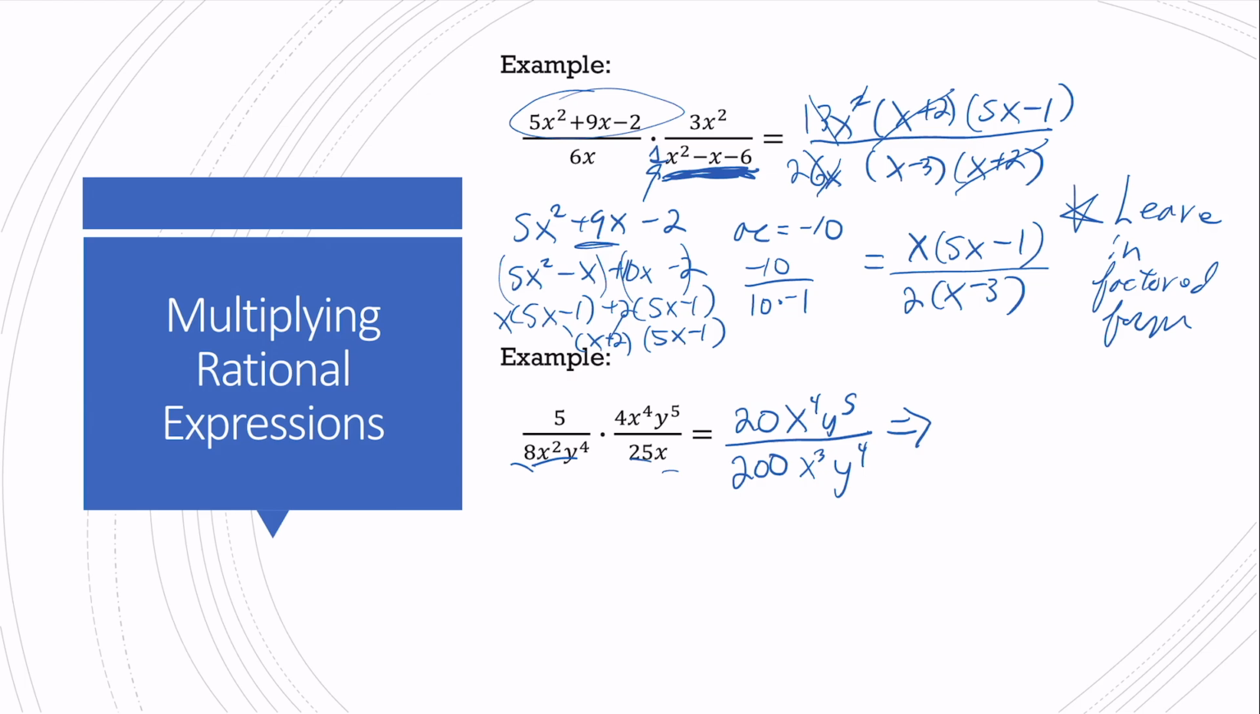That's going to leave me with 20 divided by 200. That's 1/10. So I'll have a 10 in the denominator. x to the 4th divided by x cubed leaves me an x. y to the 5th divided by y to the 4th leaves me a y. So I'm left with xy over 10.